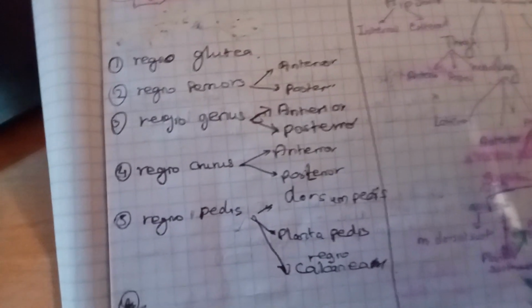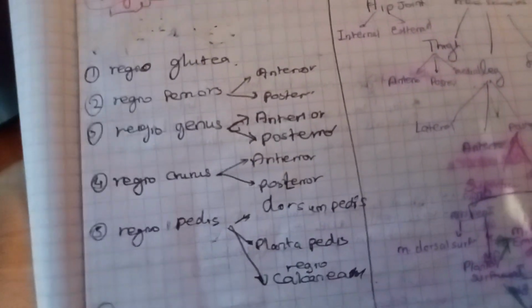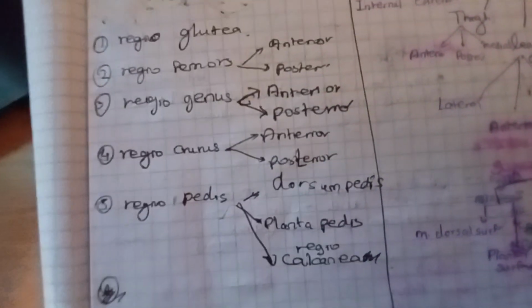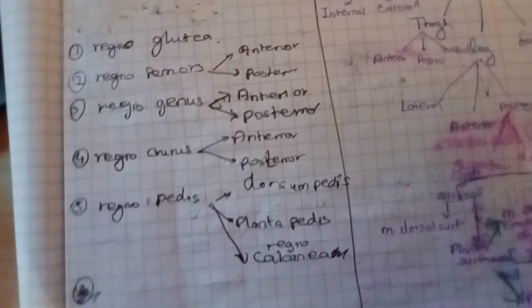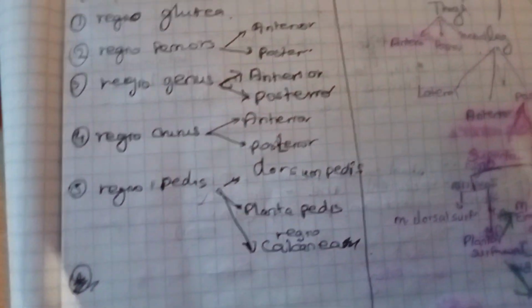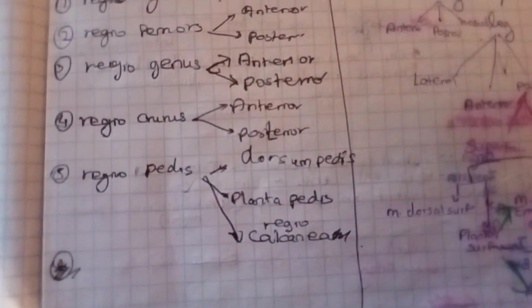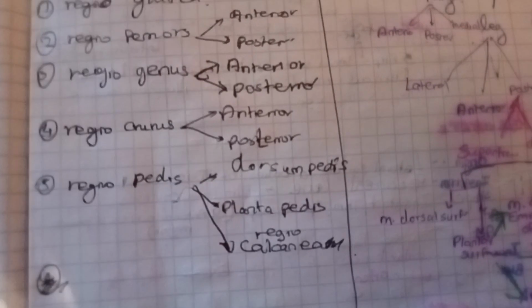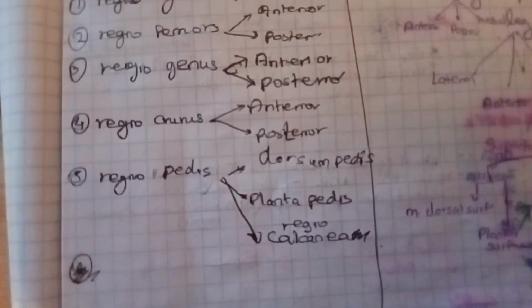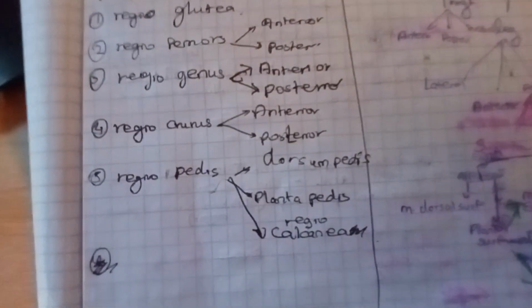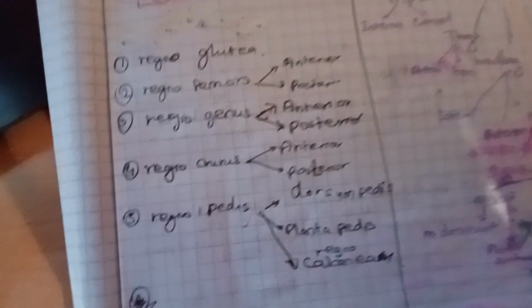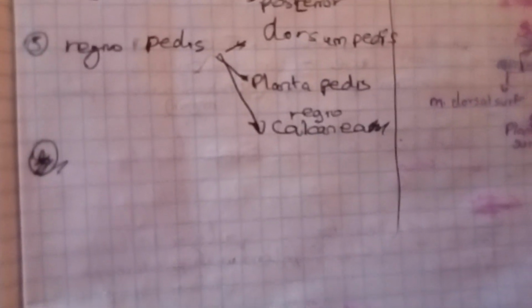is the regio femoris, and there we can find the anterior and the posterior surfaces. The regio genus is divided also by anterior and the posterior as usual, and the regio cruris is divided into anterior and the posterior. Genus means the kneecap, and the cruris means the leg side, and regio pedis means our foot area.